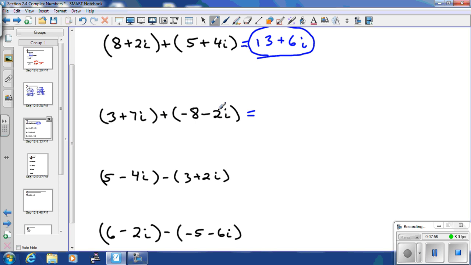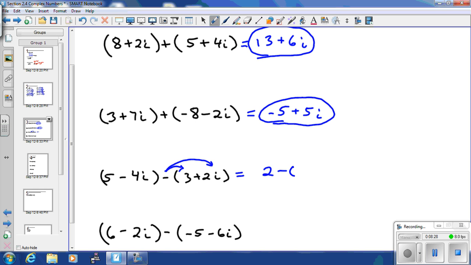So here, 3 plus negative 8 is going to give me negative 5. 7i plus negative 2i is plus 5i. Here's a subtraction one. The only caution I can give you here is that we have to distribute this minus sign through the parentheses. That's what people tend to forget if they're going to forget something. So 5 minus 3 gives me 2. Negative 4 minus 2 is negative 6i.